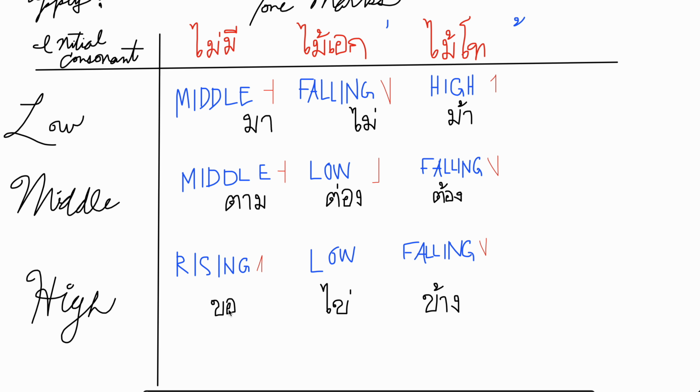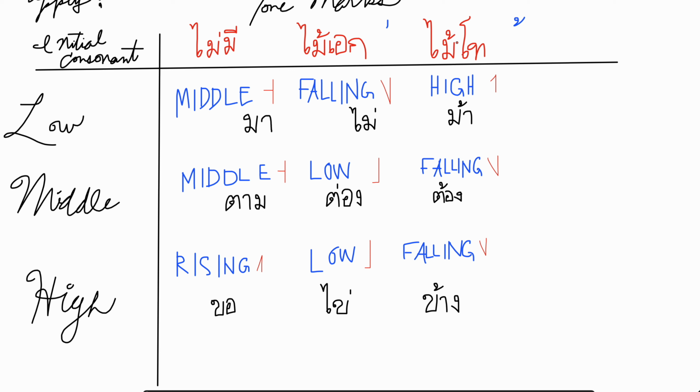Ka. Right? And then if there's a mai ek on it, and it's low, it's falling. So, mai. Like mai chai. The middle is going to be low, so dong. Right? And then the same thing for high as well. Call. It's falling low. Nice.